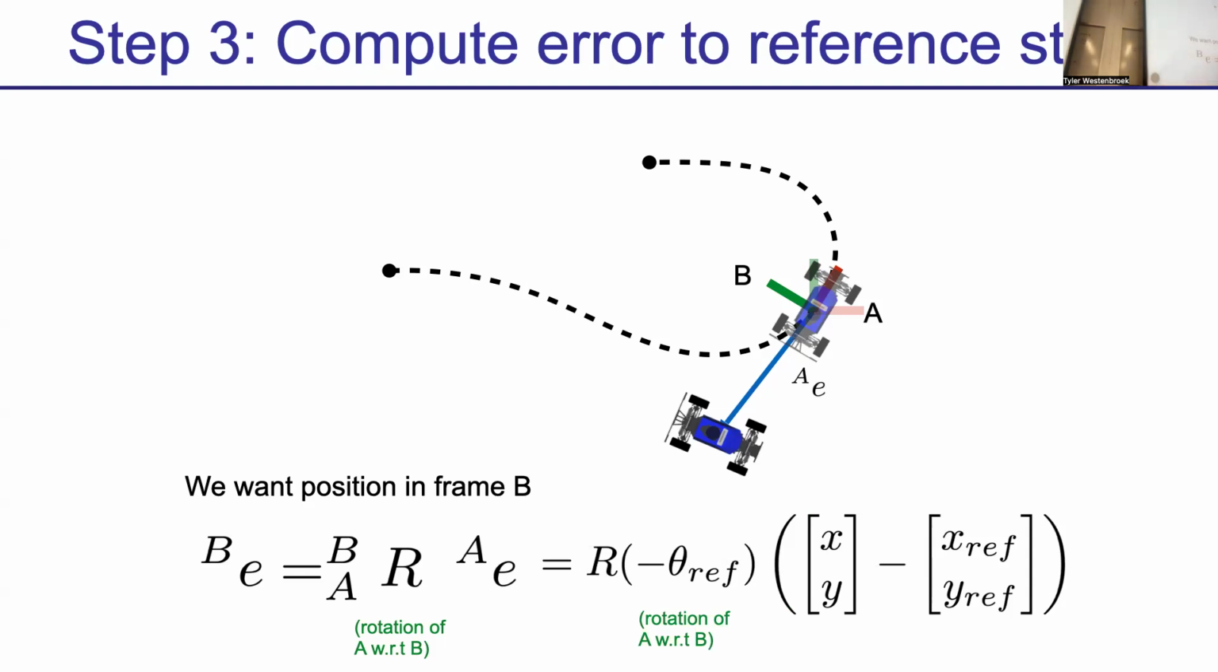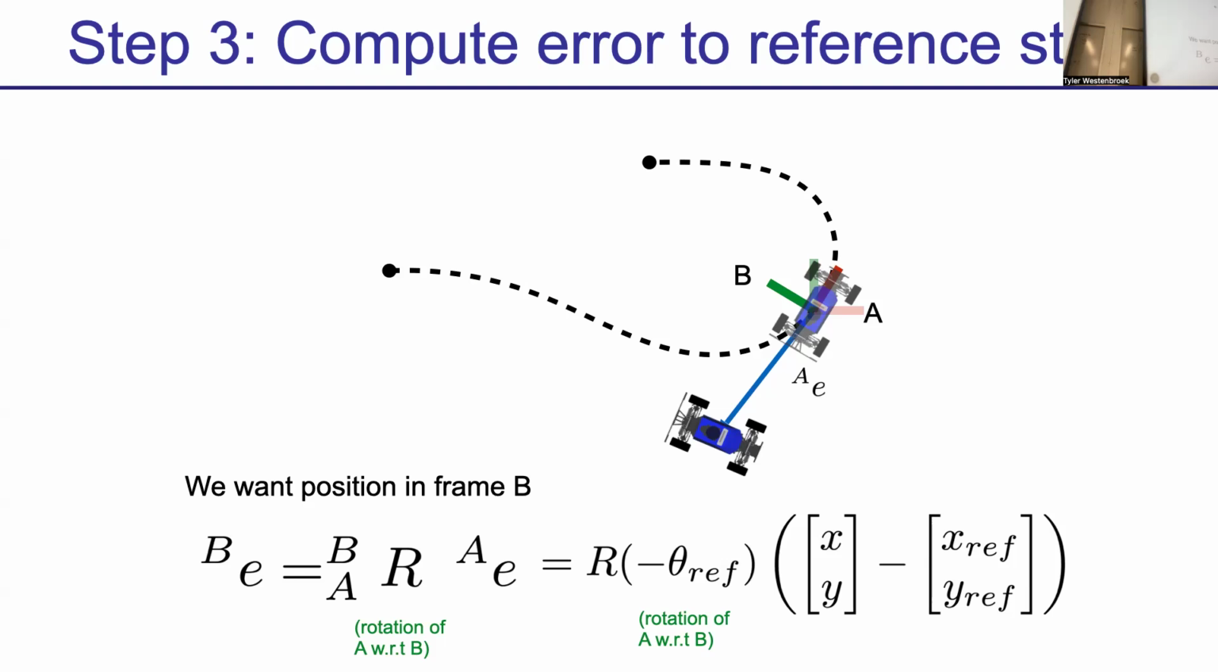So let's decompose what this looks like. This is a vector representing my error in my original coordinates. Remember, this is represented in A. Now, unlike on the previous slide, because we want to represent this in B, we're going to plug in the minus angle, which captures how you rotate A to get to B.